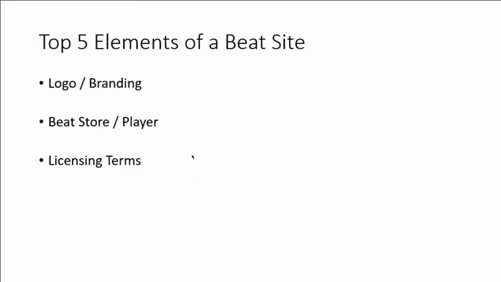Next thing is licensing terms. You want to make sure things are very clear, black and white, clear cut, point blank, for people. So you want to have those terms and conditions on the site so that artists can read them and have a thorough understanding of what they need to do, and the business aspect of purchasing beats from your site.